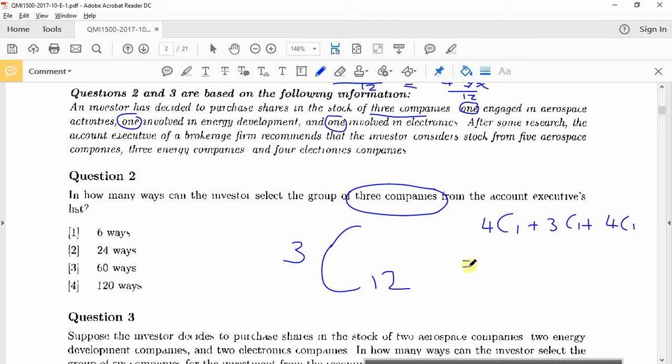4 choose 1 is 4 plus 3 choose 1 is 3. What do you press to get choose? I can't see there. Second function. Okay, but you use your calculator. You use the C. You use this thing. I didn't do it that way. There's your choose. Shift C. There's your C. Combinations. These are the combinations. No, I didn't do it that way.